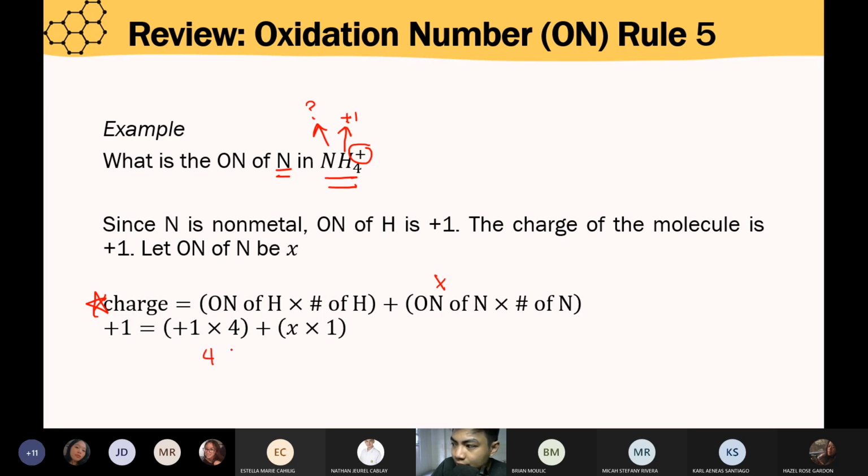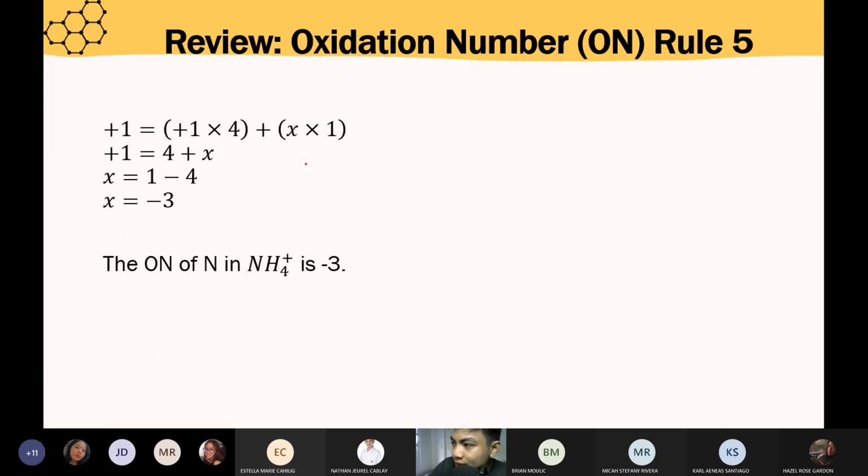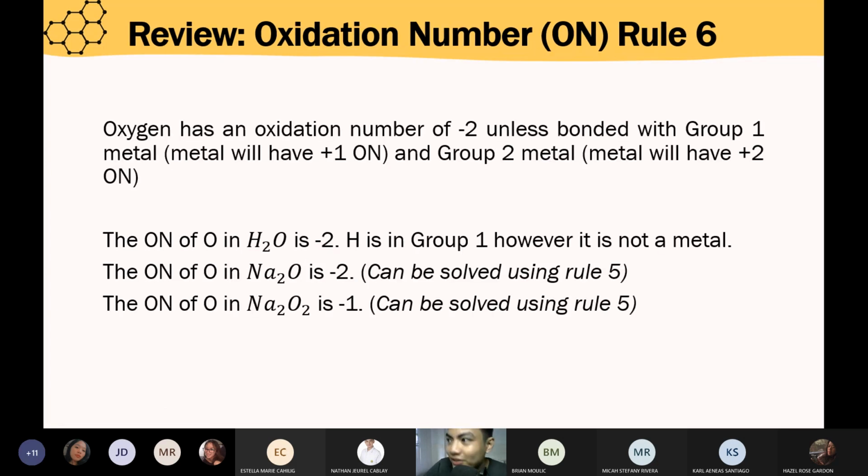So you just do some algebra. 1 times 4 is 4, x times 1 is x, and 1. Transpose to the other side, and you will see that x, the oxidation number of nitrogen, is negative 3 as well. So, those are the rules. Actually, there is one more. Sorry, we have one more.